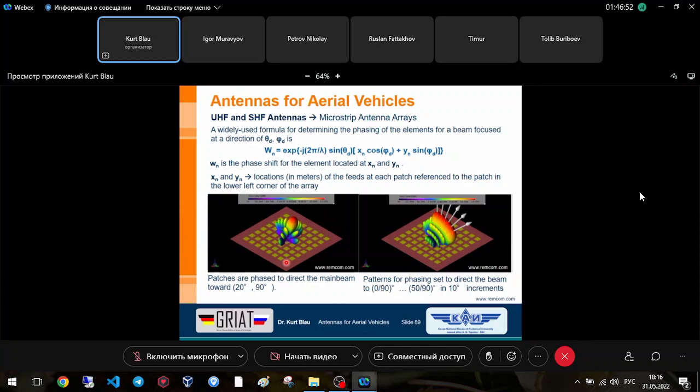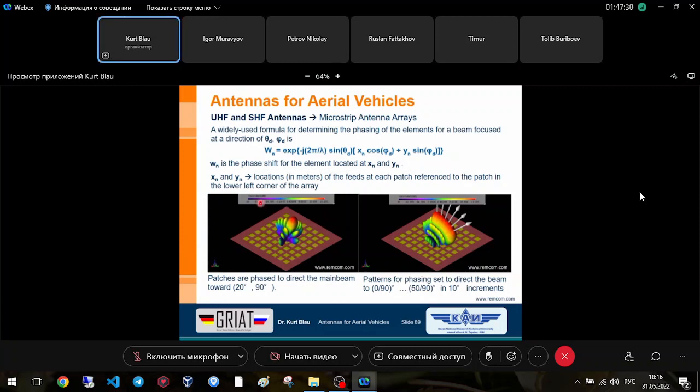This element is driven with a reference angle, and the angle of the driving current for this element and this element is different. It's not 0 degrees, it's, let's say, 20 degrees in both directions. Then from this element to the next-but-one element, it's, let's say, 40 degrees, 60, 80, and so on.